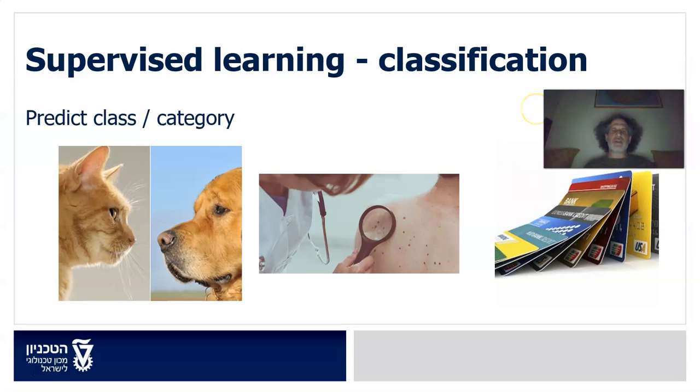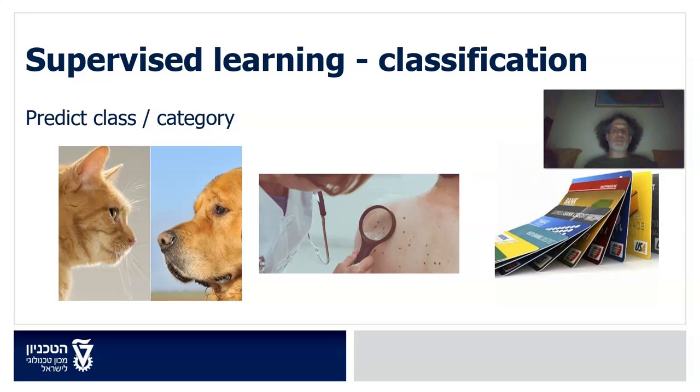and we can build personalized learning. So I already defined classification. We have to predict a class or a category: a cat or a dog, whether a tumor is benign or malignant, or credit card fraud.